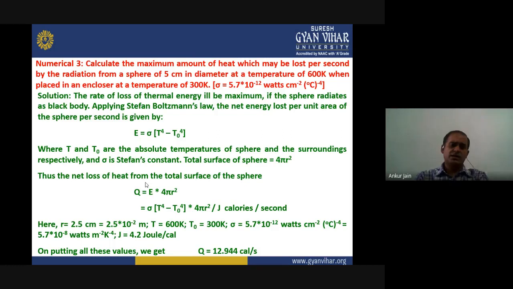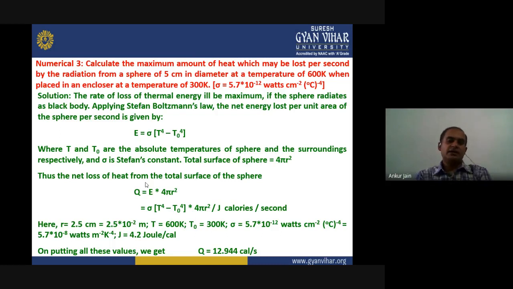Now the rate of loss of thermal energy will be maximum if the sphere radiates as a black body. That is very clear, because for a black body the rate of loss of thermal energy will be maximum, right? Applying the Stefan-Boltzmann law, the net energy lost per unit area of a sphere per second is given by E equals sigma into T to the power 4 minus T naught to the power 4.